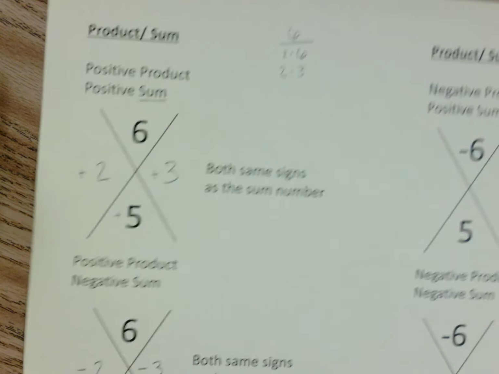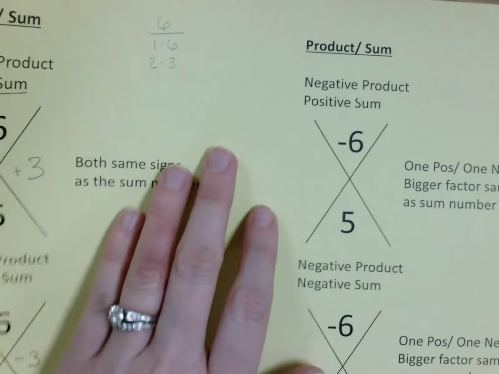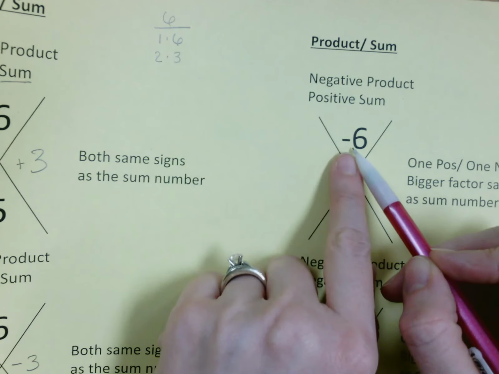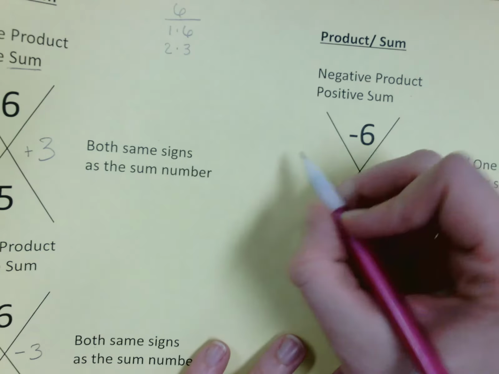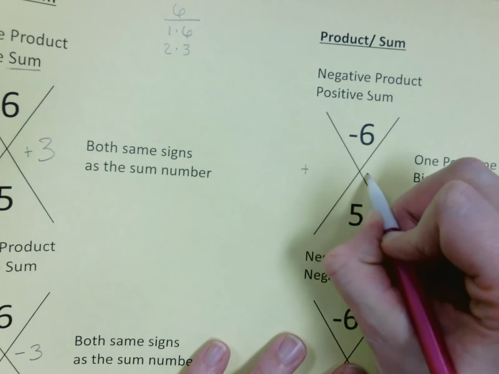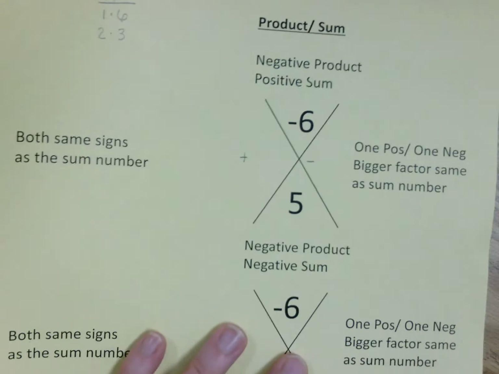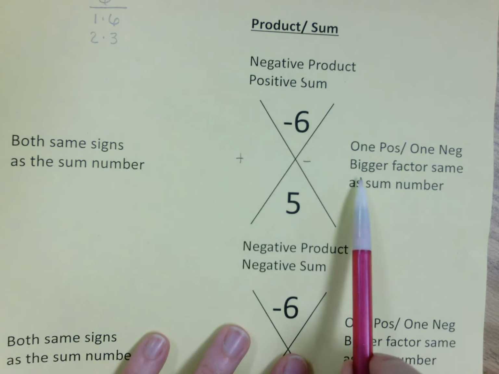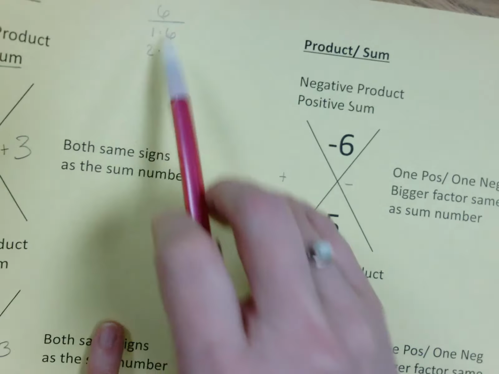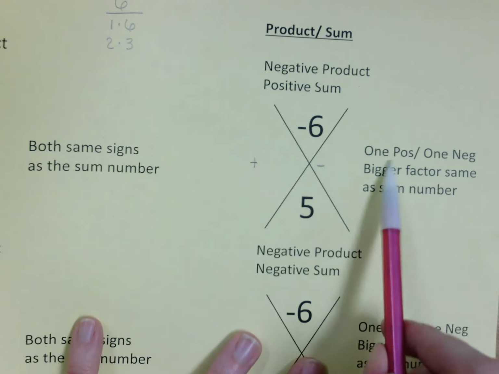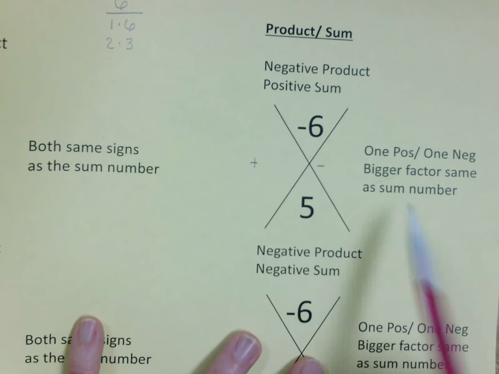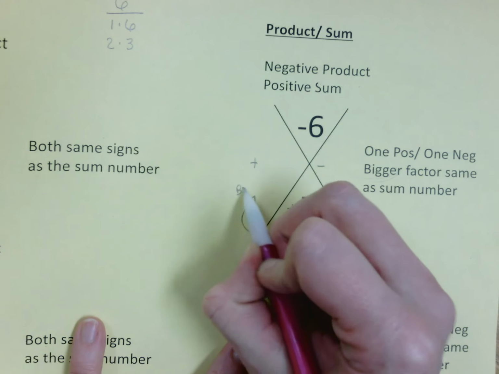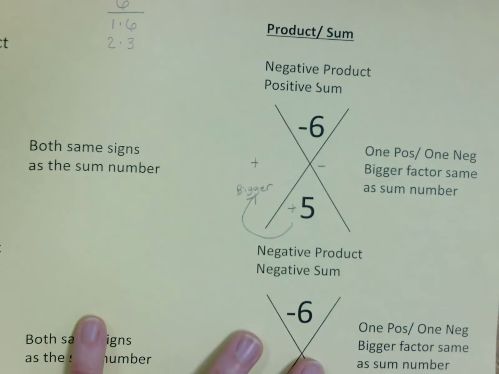So let's look over at negative products. Again, we're still looking at the same factor list for 6, but notice this time we have a -6. So that way we know we need one positive and one negative. Anytime you multiply and get a negative, that means you have one positive and one negative. So your bigger number, when you're talking about your factor list, needs to be the same as your sum number. So our sum number is positive, so that means our bigger factor is going to go on the positive side.